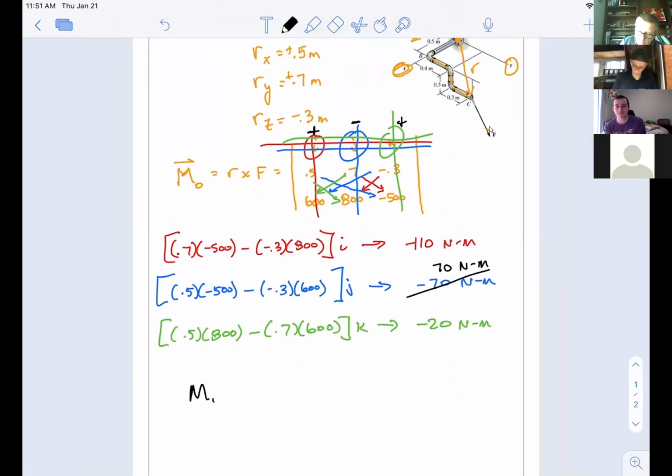So the moment around O is actually the vector negative 110, 70, negative 20. And it'd be good to say Newton meters after that. Do you notice the answer to that is a vector? Like you didn't get a number this time. You actually got a vector. That's why there's a vector symbol over the top of it.